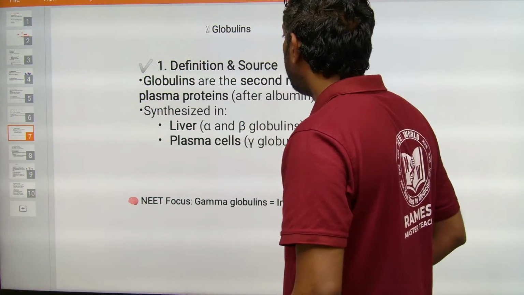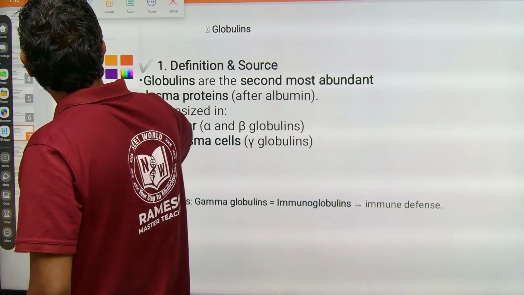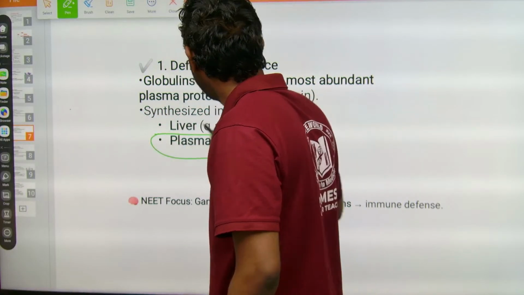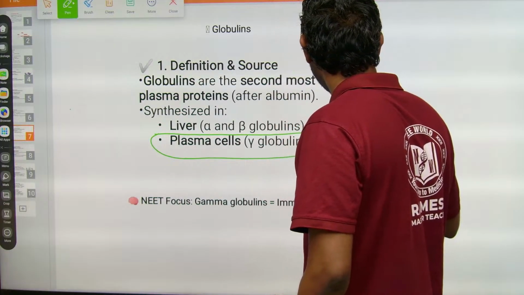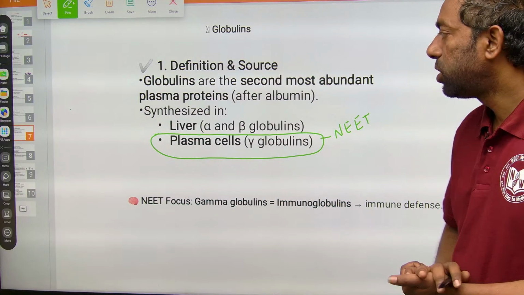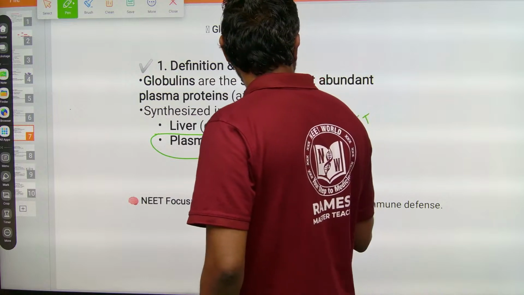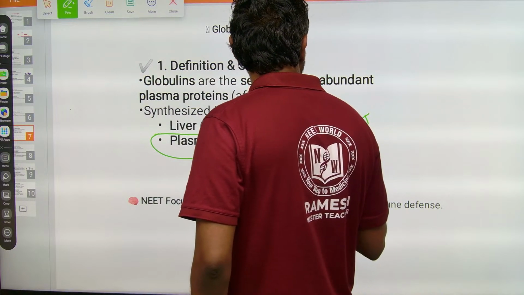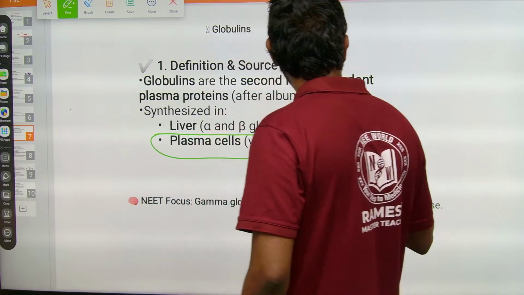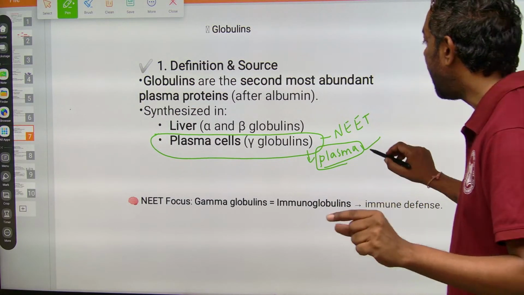The most important globulins are gamma globulins. This is important for NEET. Most important, they can be synthesized in the plasma itself. Globulins, or gamma globulins, are antibodies.